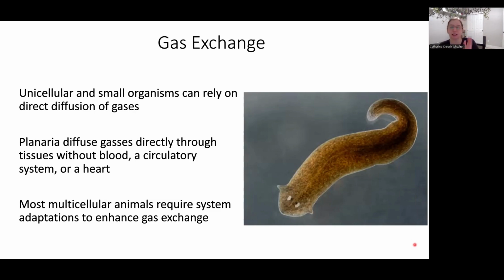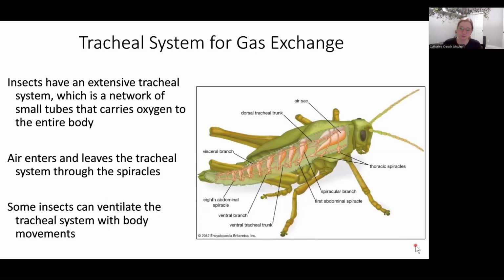So a planarian like this, it just diffuses right through their bodies. They don't have a circulatory system. They don't have blood. They don't have a heart because they don't need to pump fluids around their body to transport gases. Instead, it does it all on its own. We, however, are mostly multicellular animals, and so we have to have other systems to make it work for us.